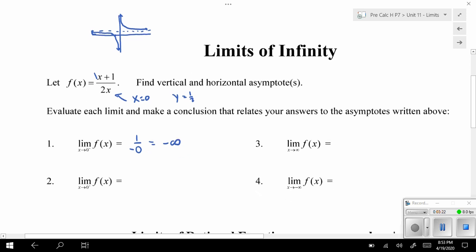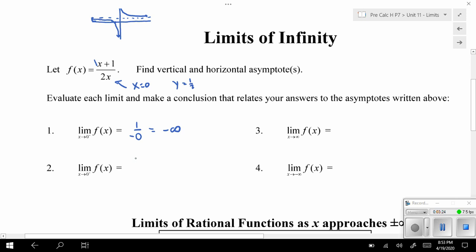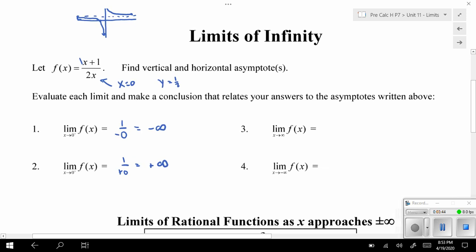All right. So then if I do the limit as x goes to 0 from the right, 1 over 2 times, if I plug in a positive value very close to 0, like 0.001, that's going to be very close to 0, but positive. So I'm going to call this a positive 0, which means that this goes to positive infinity. The limit as x goes to infinity and negative infinity, well, that's just based off the horizontal asymptote. So the answer for these are just a half.